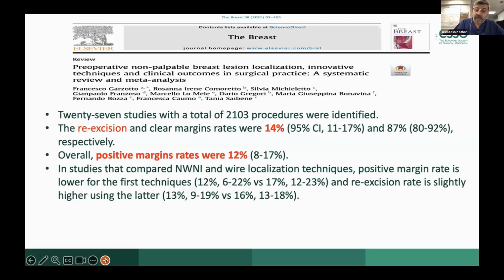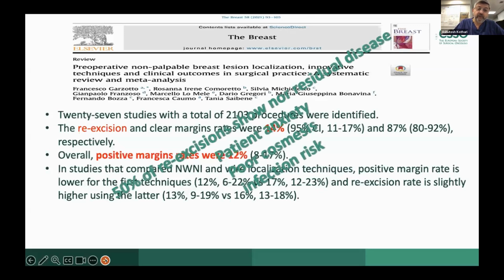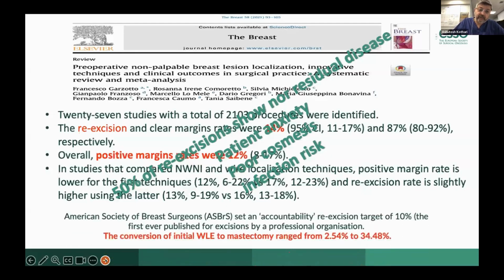And what can we do to try and negate this? Because we know that 50% of re-excisions will have no residual disease. It also means that the patient has anxiety for the second operation. It may lead to poor cosmesis because we didn't factor in such a large excision, and there's a risk of infections. Only the Americans have a cutoff where they've said you have to benchmark your re-excision rates, and if you're over 10%, you need to look at your re-excision rates and try and do something about it. Unfortunately, I don't think the rest of Europe has these kinds of guidelines.